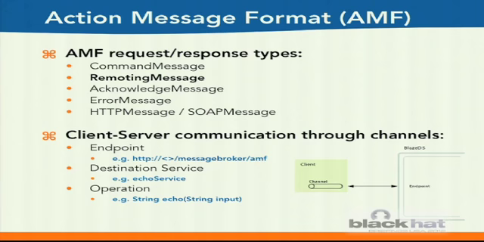And then we have a destination and an operation, which are the equivalent of the Java classes exposed by the remote server, and the Java methods, with arguments and the return value. So we may have, as in the diagram, a client communicating over a channel to a BlazeDS server, and the BlazeDS server has some classes loaded in the application container, and those methods are exposed to the public.